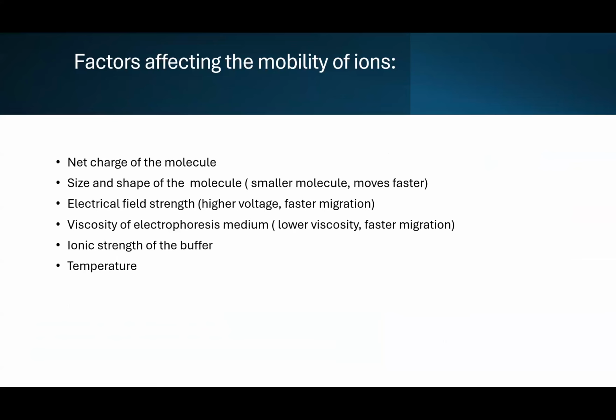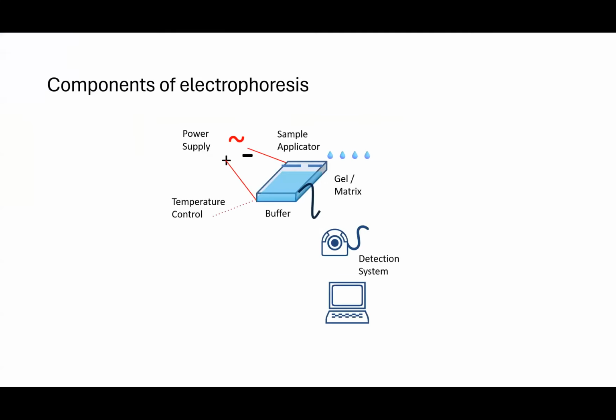Right, so factors affecting the mobility of ions, or just the electrophoretic mobility. We already talked about the net charge of the molecule, the size, the electric field, and also the viscosity. The other two important factors are the ionic strength of the buffer that we use in electrophoresis, and also the temperature, which I'm going to talk about more in future slides.